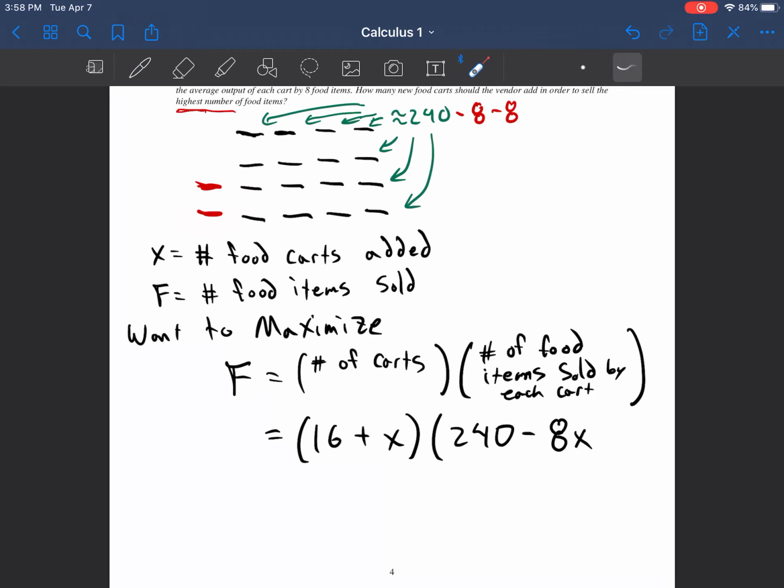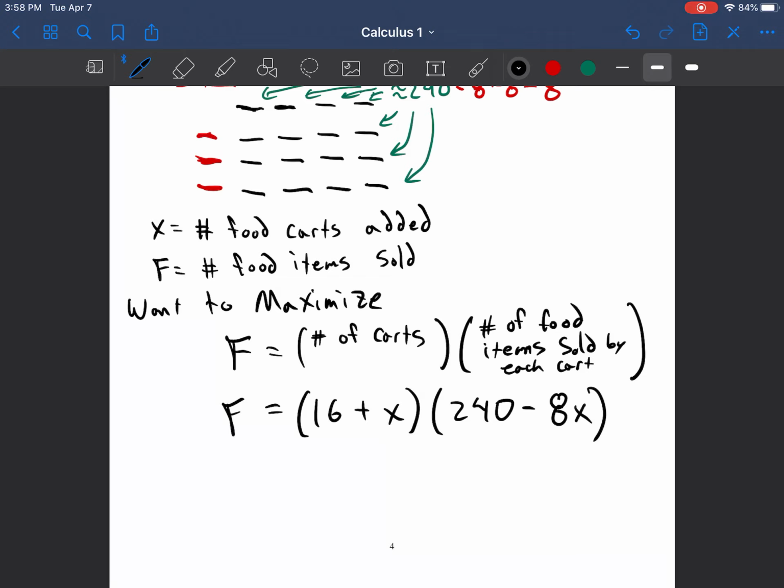If you look up here in our example, I added 2 new carts and that subtracted 8 two times. And if I included another cart, it would subtract another multiple of 8. So 3 new carts means subtracting three 8s from 240. You can see here I added x, so I'm subtracting 8 x times. That's where I get this equation from. This is my f.